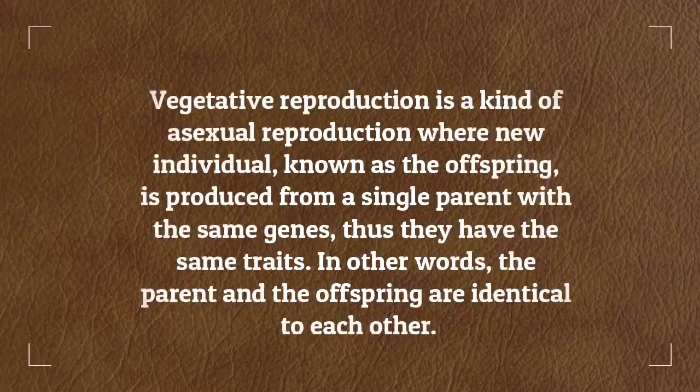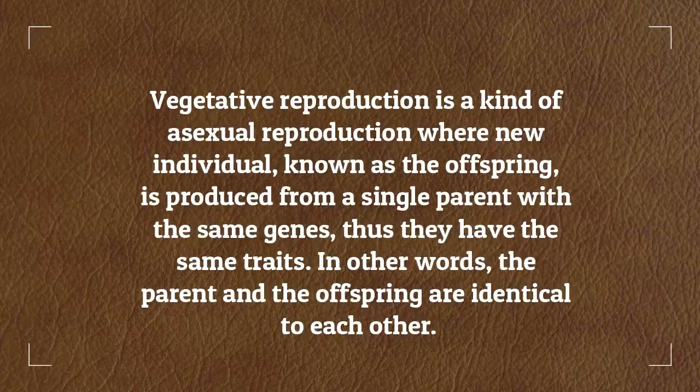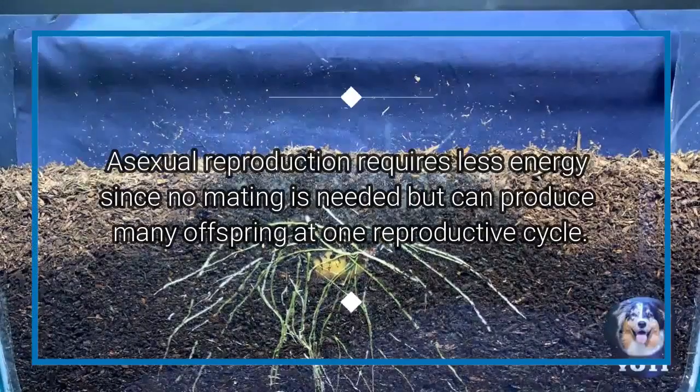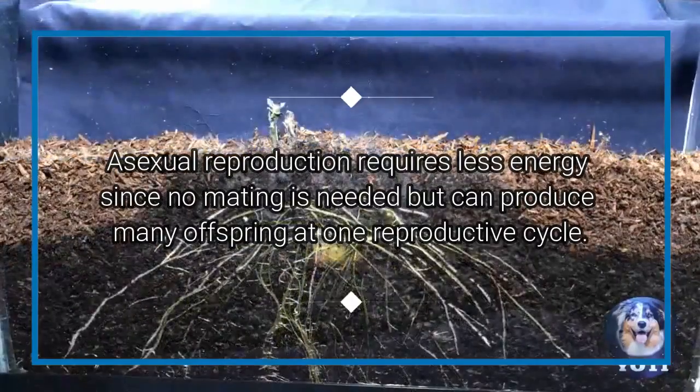Vegetative reproduction is a kind of asexual reproduction where a new individual, known as the offspring, is produced from a single parent with the same genes. Thus, they have the same traits. In other words, the parents and the offspring are identical to each other. Asexual reproduction requires less energy since no mating is needed but can produce many offspring at one reproductive cycle.